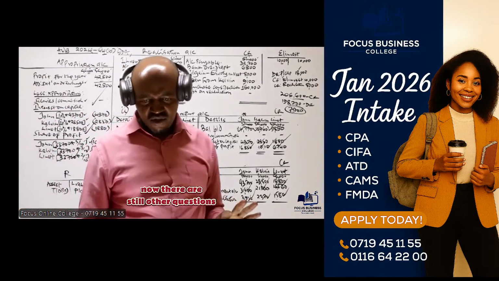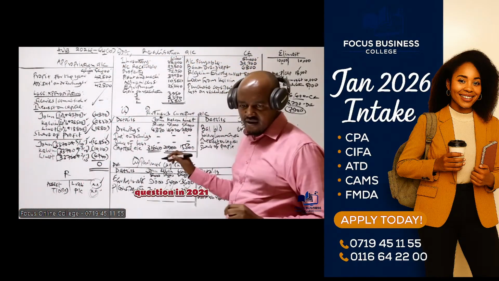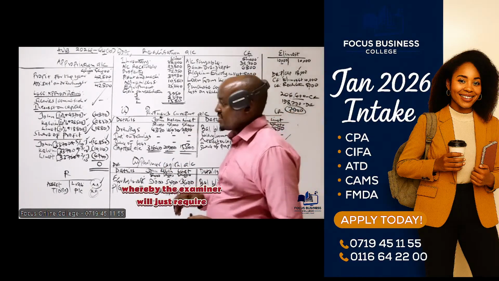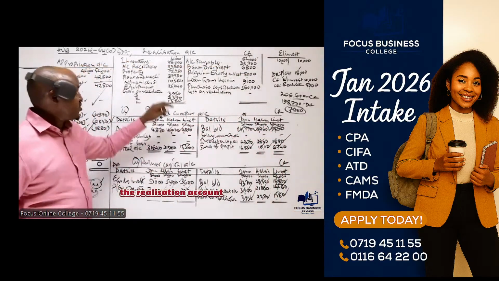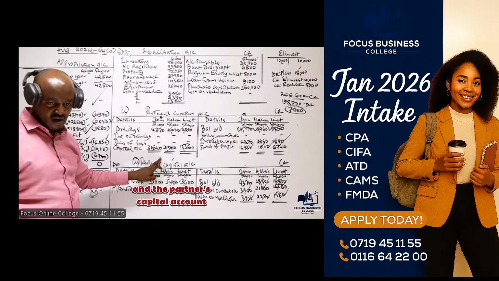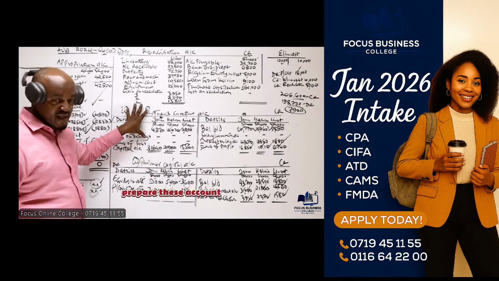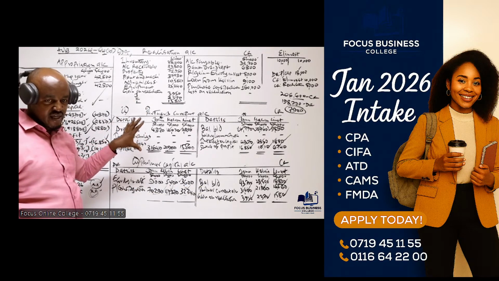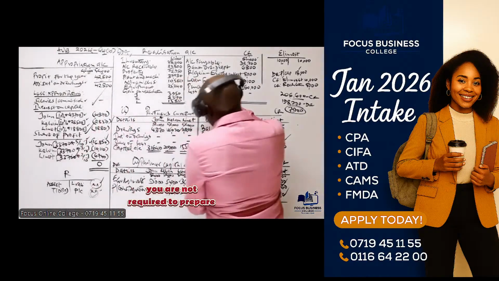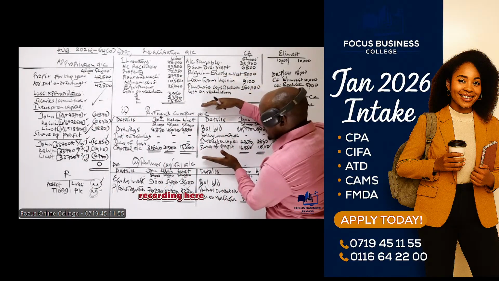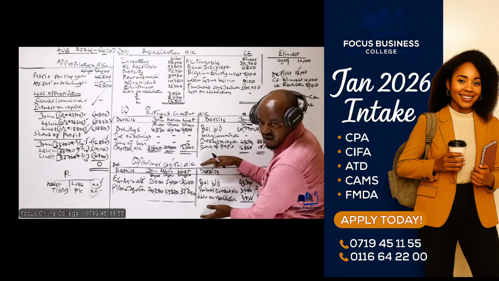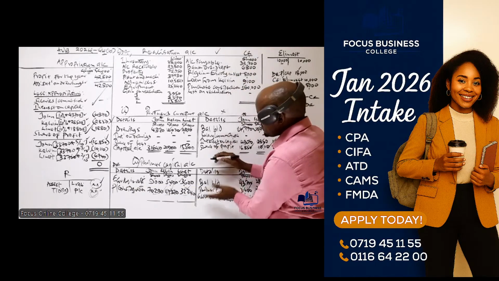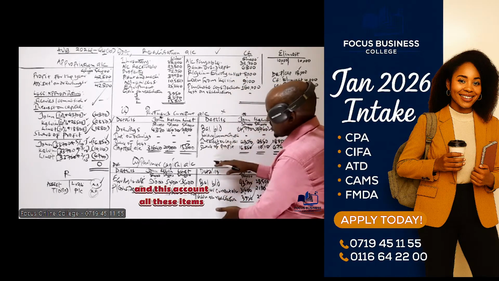Now, there are still other questions. I think there was a question in 2021, which is similar to this one, whereby the examiner will just require you to prepare the realization account and the partner's capital account. You will not be required to prepare this account. Are we together? If you happen to come across such a question, you are not required to prepare this account. All these items you are recording here, you record them in this account, if you're just required to prepare realization and this account.